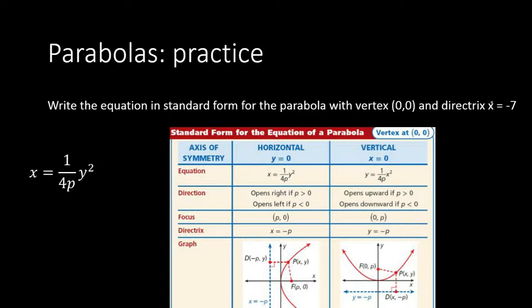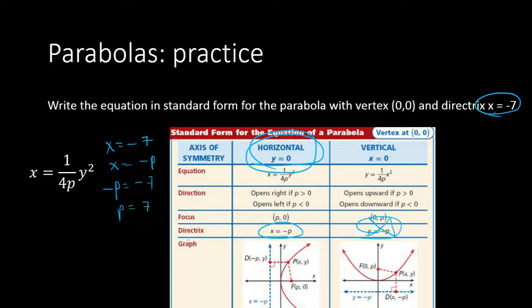All right, let's do it again. The directrix is defined by x. Right away that tells us that we've got a horizontal parabola. If x equals -7 and x equals -p, then -p equals -7 and positive p equals 7. If p equals 7, 4p equals 28, and there's our equation: x equals 1 over 28y squared. I can't stress enough that the only piece of information you need in order to fill in this equation is just what's p.